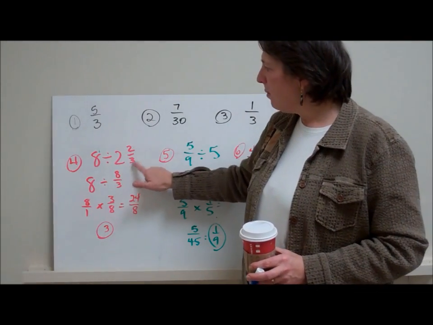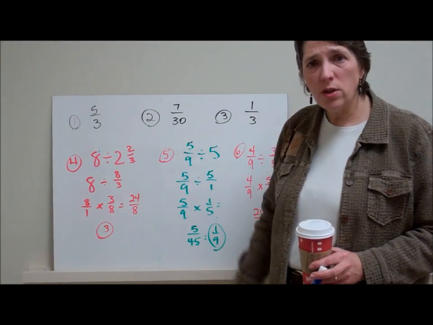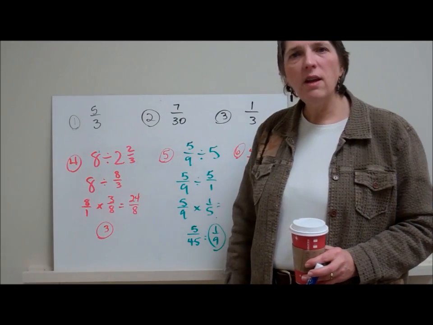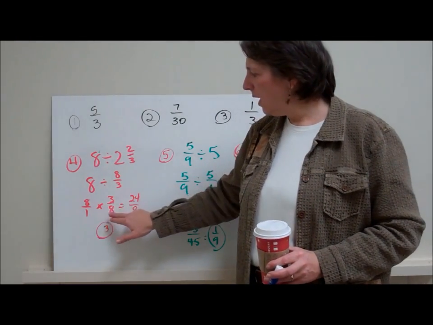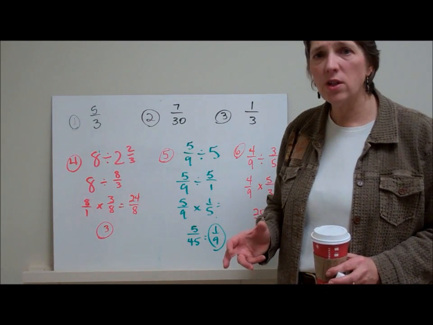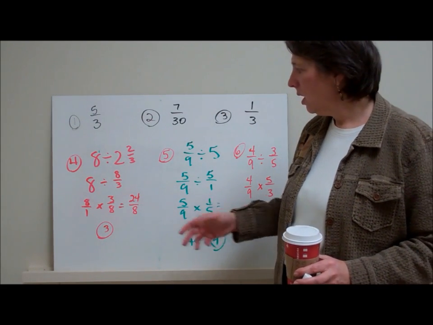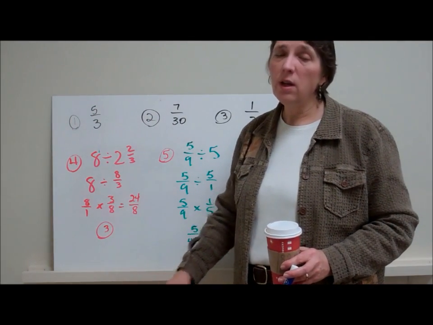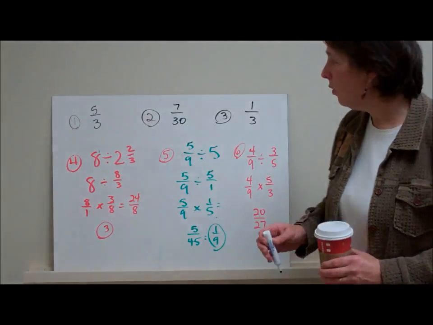Here, 8 divided by 2 2/3, you change 2 2/3 to an improper fraction, 8/3, and then you change it to multiplication and take the reciprocal, or flip the fraction, of the second number. And you should have gotten 24/8, which does simplify to 3. I do want you to simplify it if it comes out a whole number.